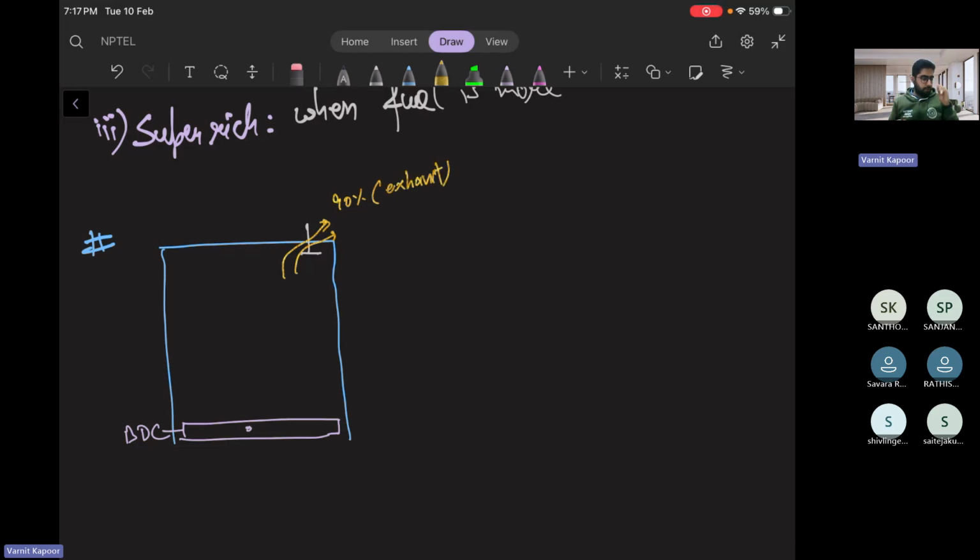Okay, now the exhaust will happen. So here what is happening? Still the pressure in the exhaust is greater than the pressure of the atmosphere. Only then, because of the pressure difference, can the exhaust gas go out from inside the cylinder to the outside.